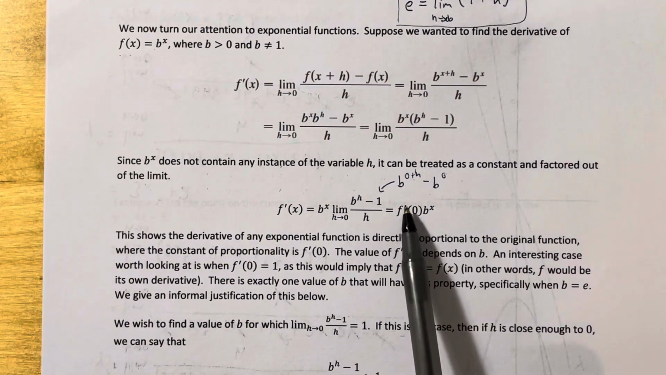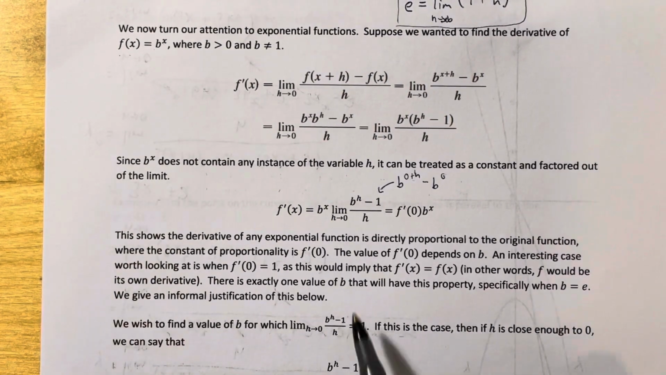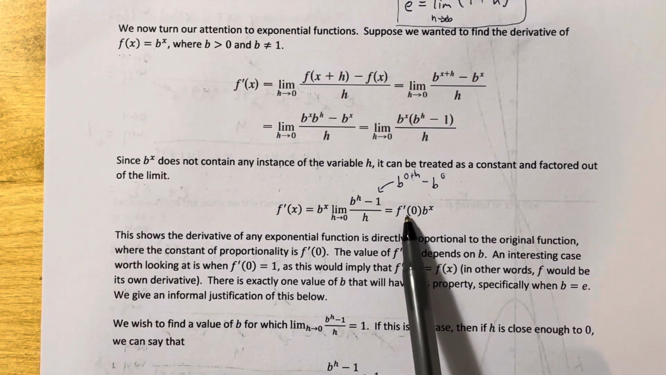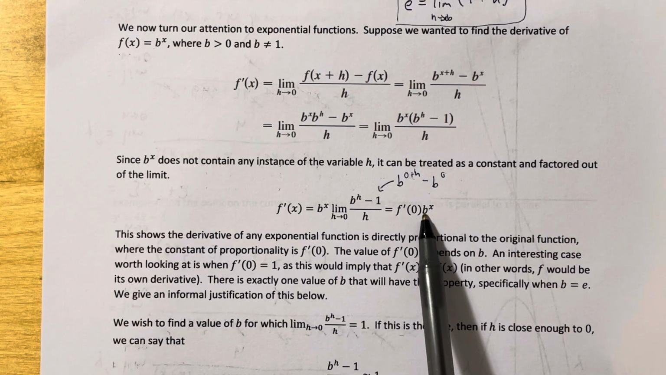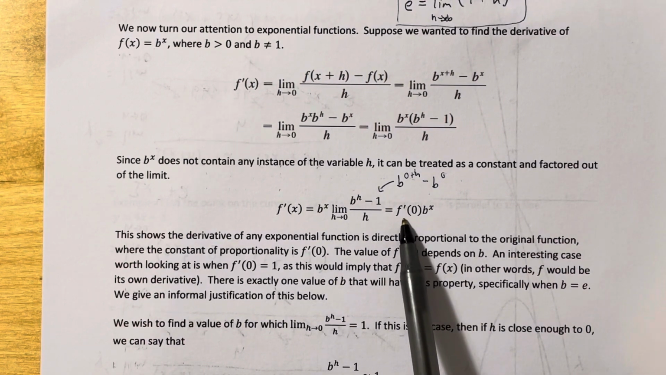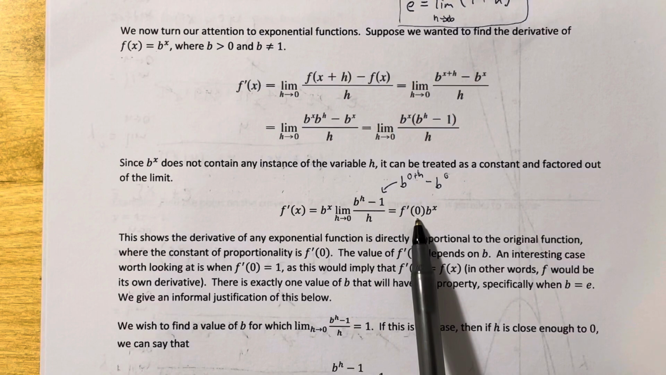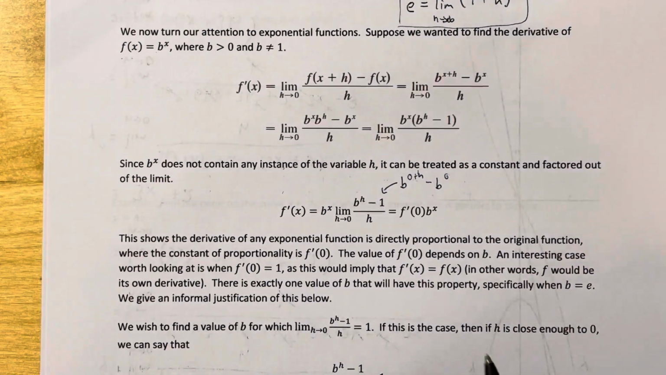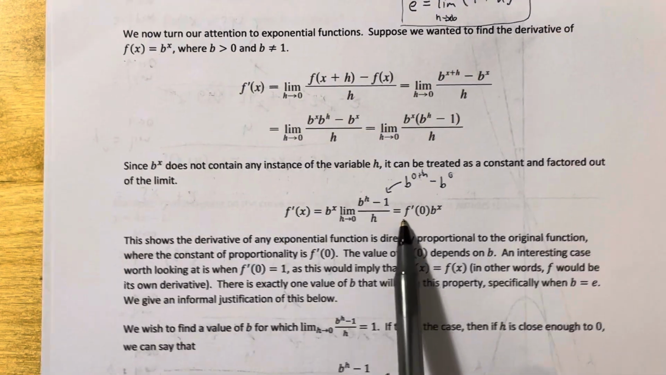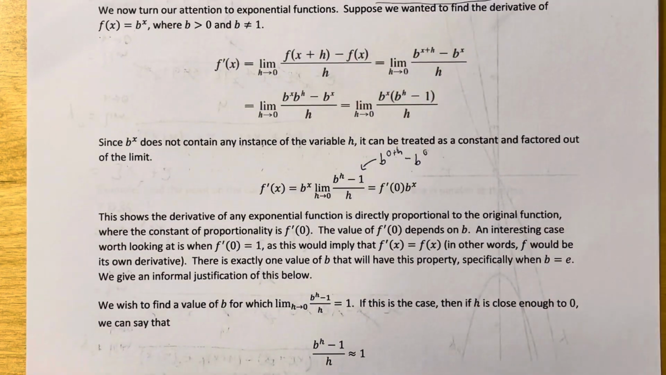Now, f prime of 0, which would be what we call the constant of proportionality in that previous description I just gave, will equal different numbers depending on what b is, depending on what the base of your exponential function is. And a really interesting case is when f prime of 0 is equal to 1. Because if f prime of 0 is equal to 1, then we get f prime of x is just equal to b to the x. But b to the x was the original function. So if f prime of 0 is equal to 1, then f of x is its own derivative, which is a really interesting property for a function to have, to be its own derivative.